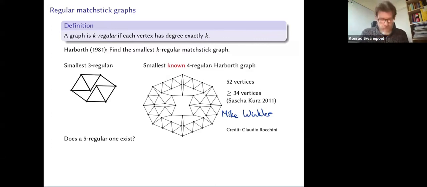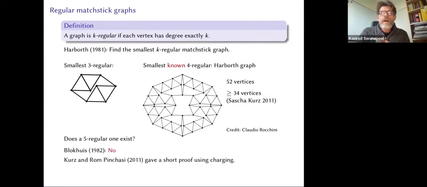Is it possible to have five regular planar graphs? No, actually it's not, who knows. So soonish after Harborth asked this question, Blocker proved that the answer is no. There was some manuscript lying around. I don't know if people thought that something was wrong in the manuscript, or maybe the manuscript also got lost. But later on, Sasha Kurtz retyped the manuscript, corrected some errors, and it looks like the proof is valid. You can find it on the archive. Sasha Kurtz uploaded it on the archive.